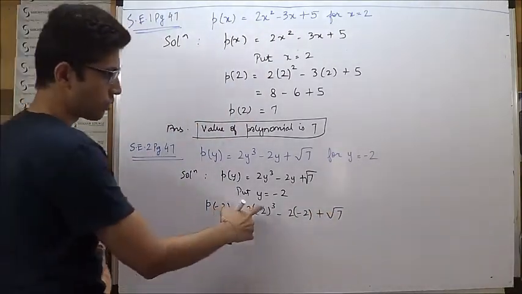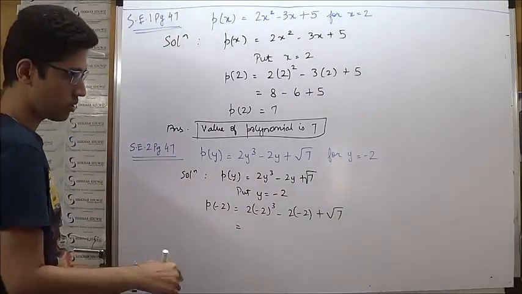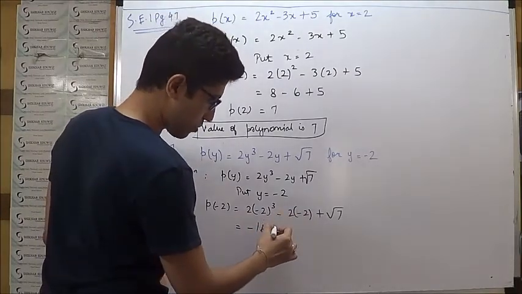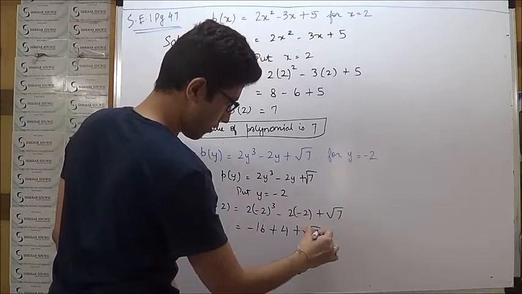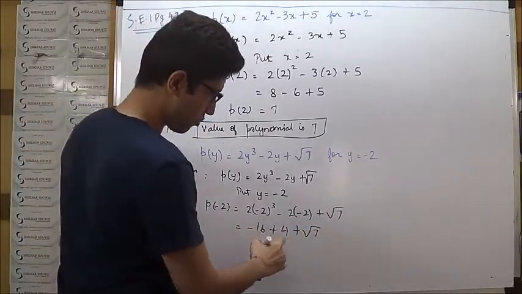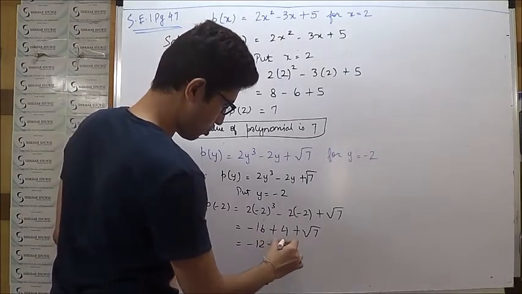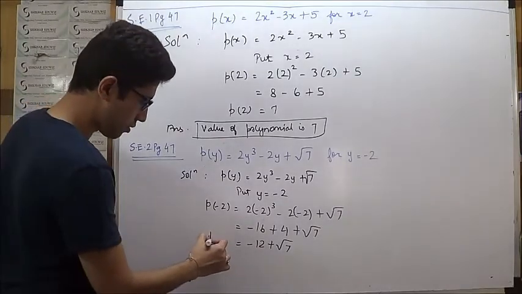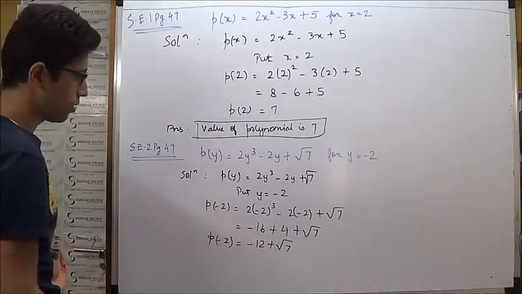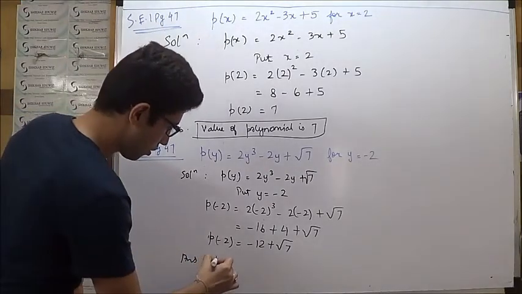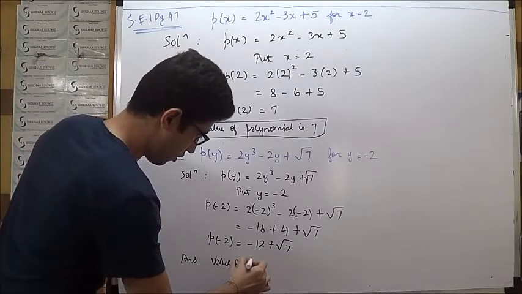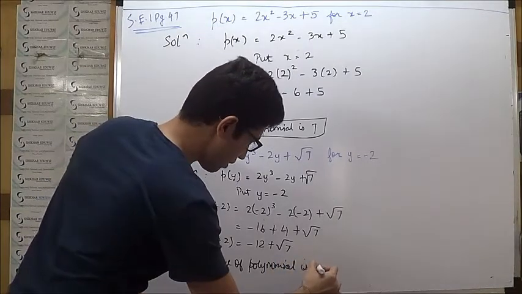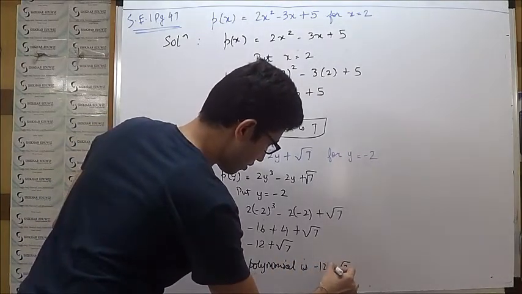So again, 2 twos are 4, 4 twos are 8, that is minus 8. Minus 8 into 2 is minus 16. Minus 2 into minus 2 is plus 4, and plus root 7. So minus 16 plus 4, again minus 12 plus root 7. These are not like terms, so this becomes your final answer. Your final answer would be, value of polynomial is minus 12 plus root 7.